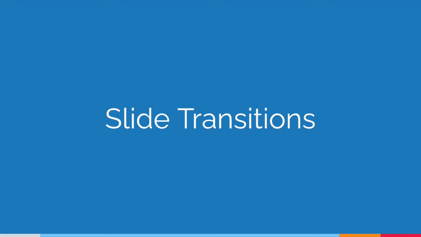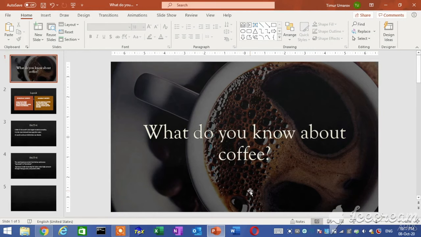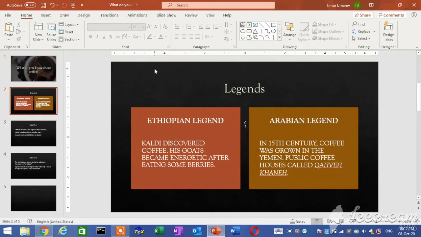Slide Transitions. Slide transitions are used to add some style in how slides are changing. To add a slide transition to a presentation, click on the first slide in your presentation on the left-hand side of your screen.